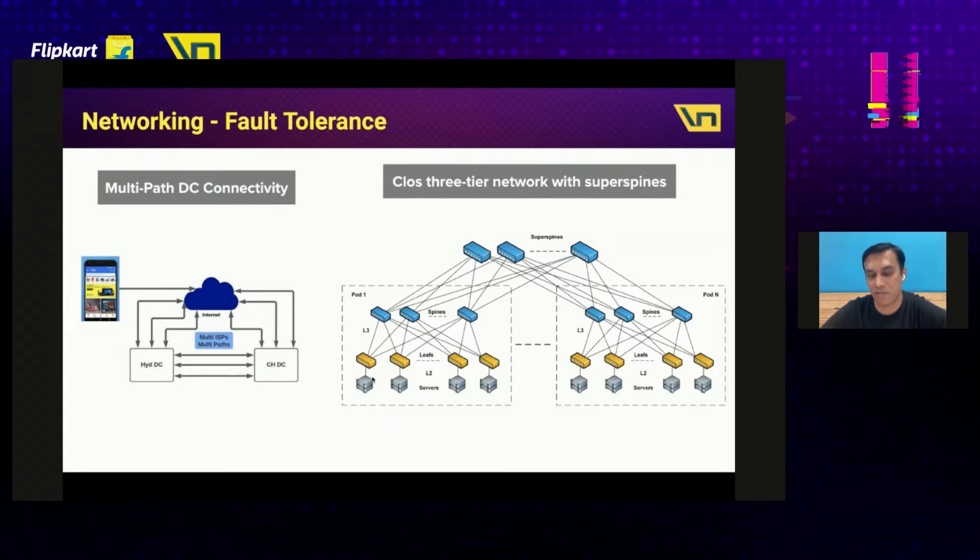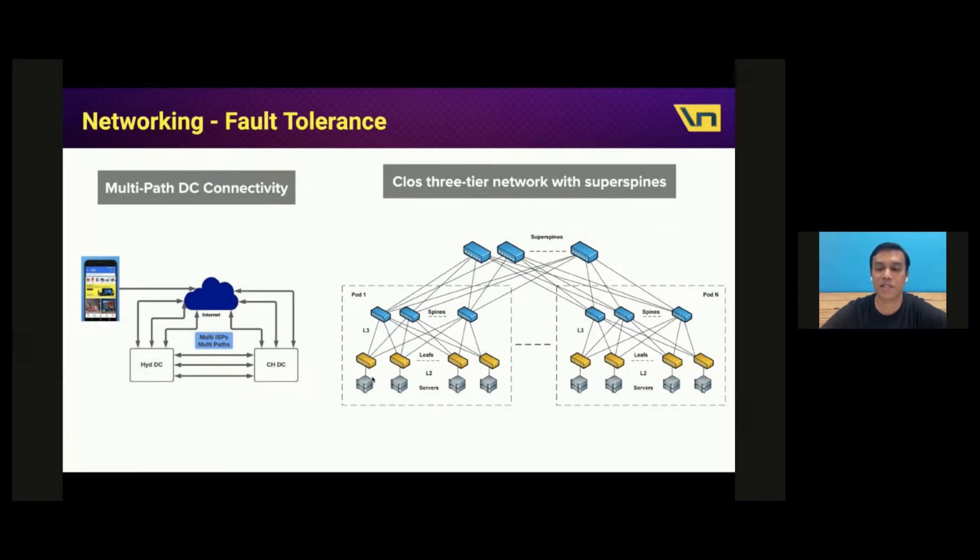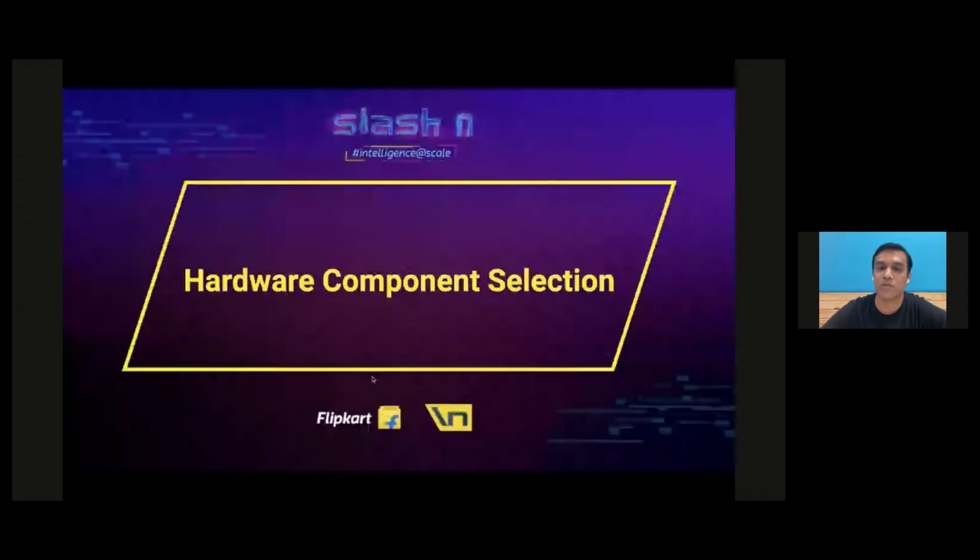The only failure which is not handled is the leaf node. If a leaf node goes down, probably tens of servers will not be connected to the network. There also the fault is limited to those servers, and we should be able to still survive those failures. So if I were to summarize, we have thought through fault tolerance at multiple system levels, and that's how we are able to reliably run the data center. Now, Jain will talk about how we go about selecting some of the hardware components.